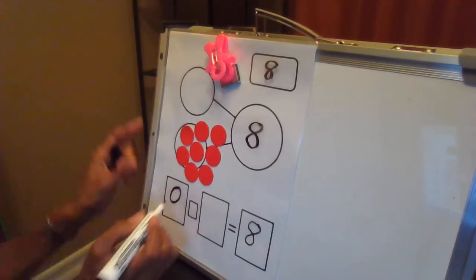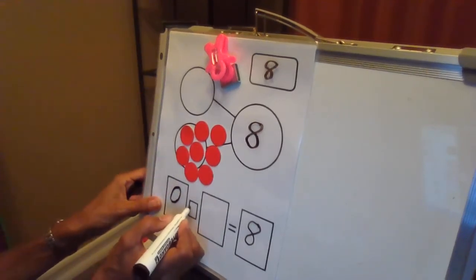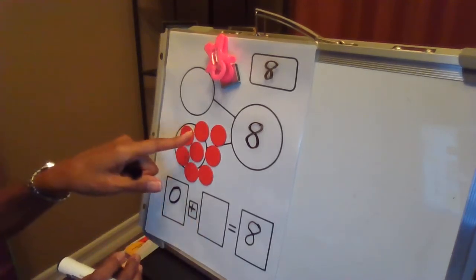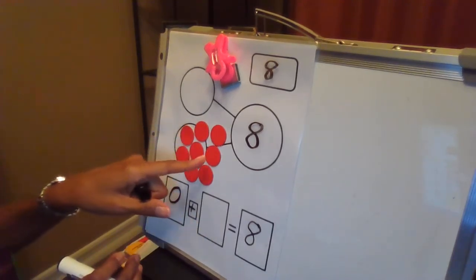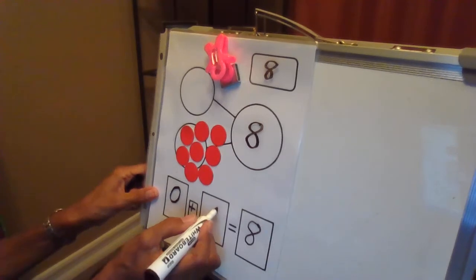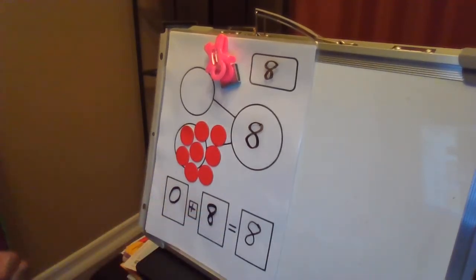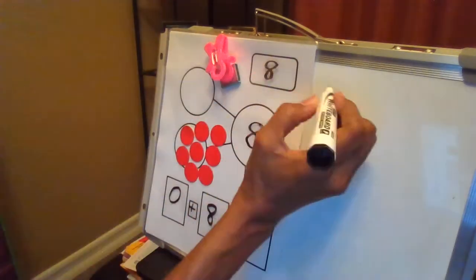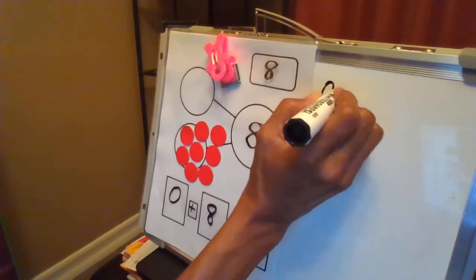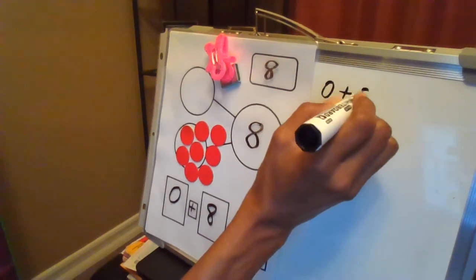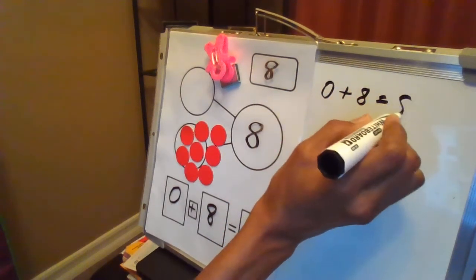And now when we want to join these 2 groups, we use the plus symbol. And 1, 2, 3, 4, 5, 6, 7, 8. 0 plus 8 equals 8. So there are 8 children all together in the swimming pool. Okay, so I'm going to write that over here for our very first one. 0 plus 8 equals 8.